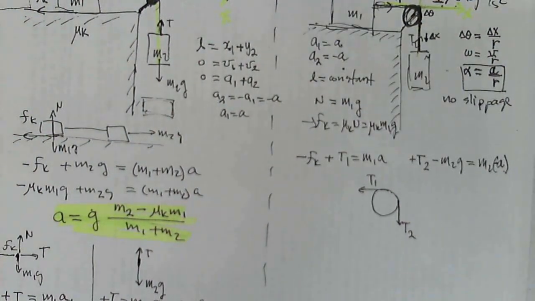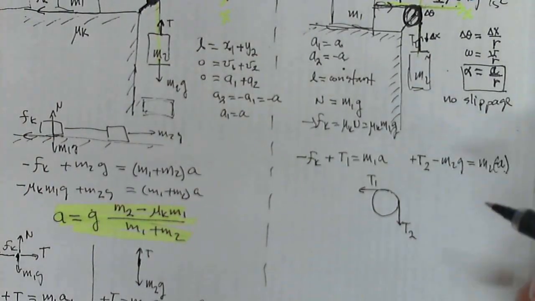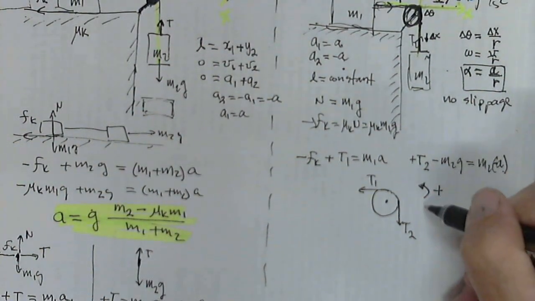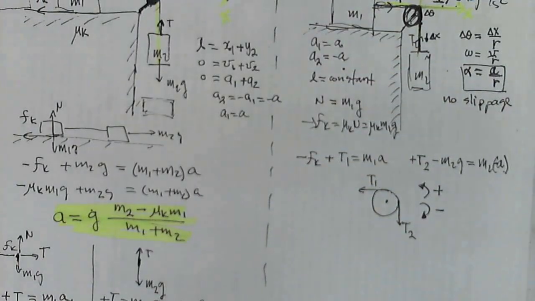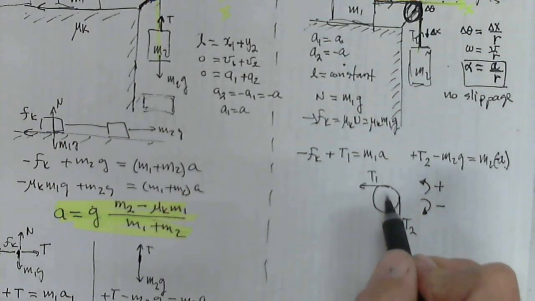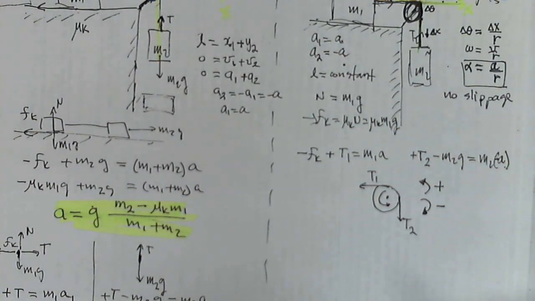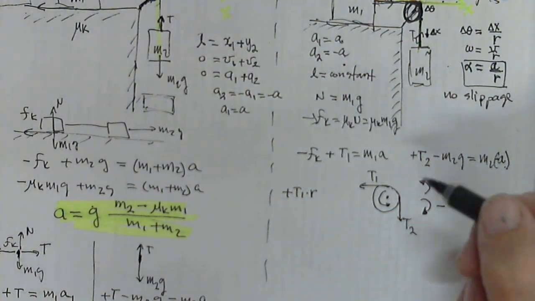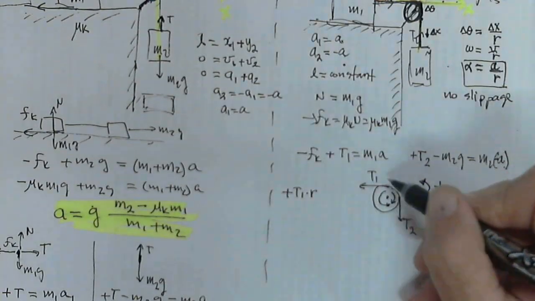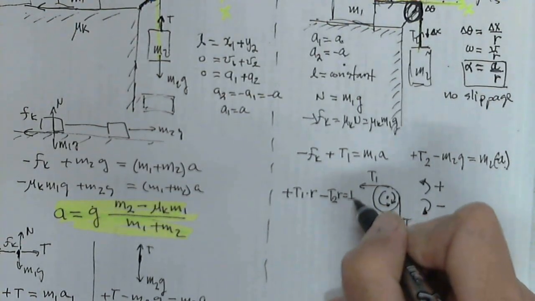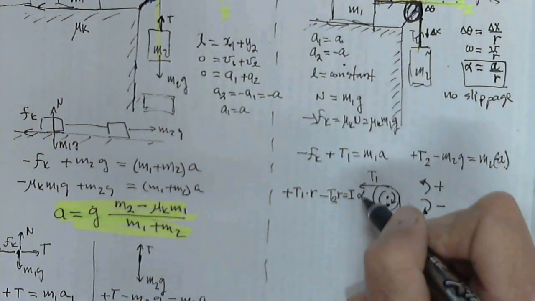And now we have to use the torque equation. Remember that counterclockwise is positive torque and clockwise is negative torque. Keep that in mind. So T1 is going to spin it this way, so it's going to be counterclockwise, so T1 is positive times R, and T2 is spin clockwise, so it's negative T2 R, equals moment of inertia times alpha.